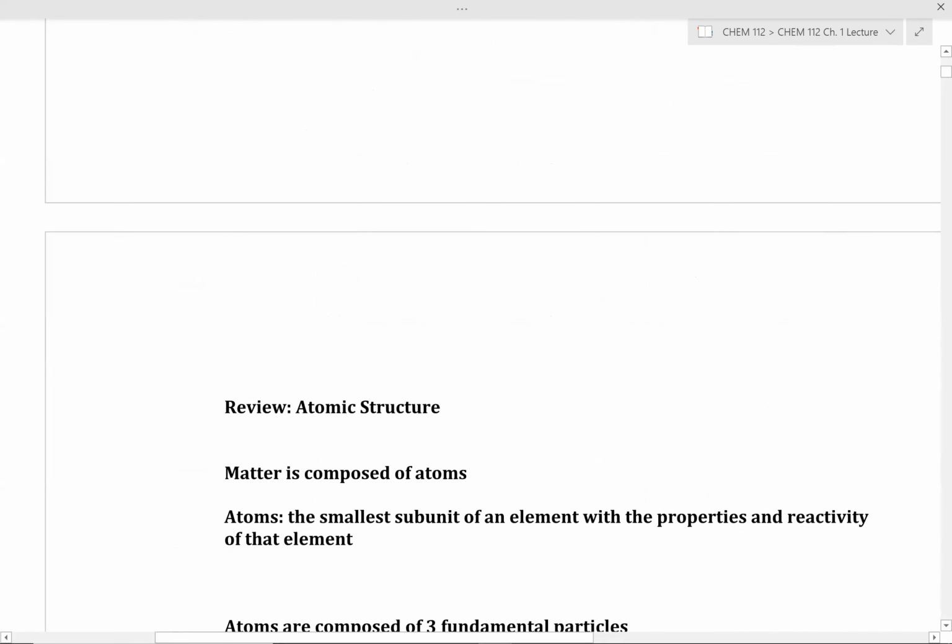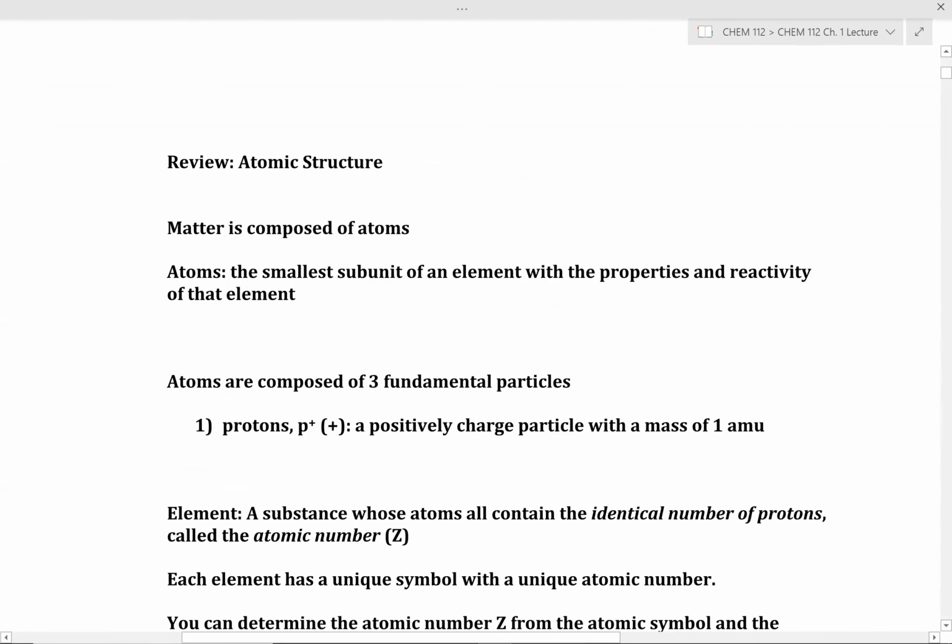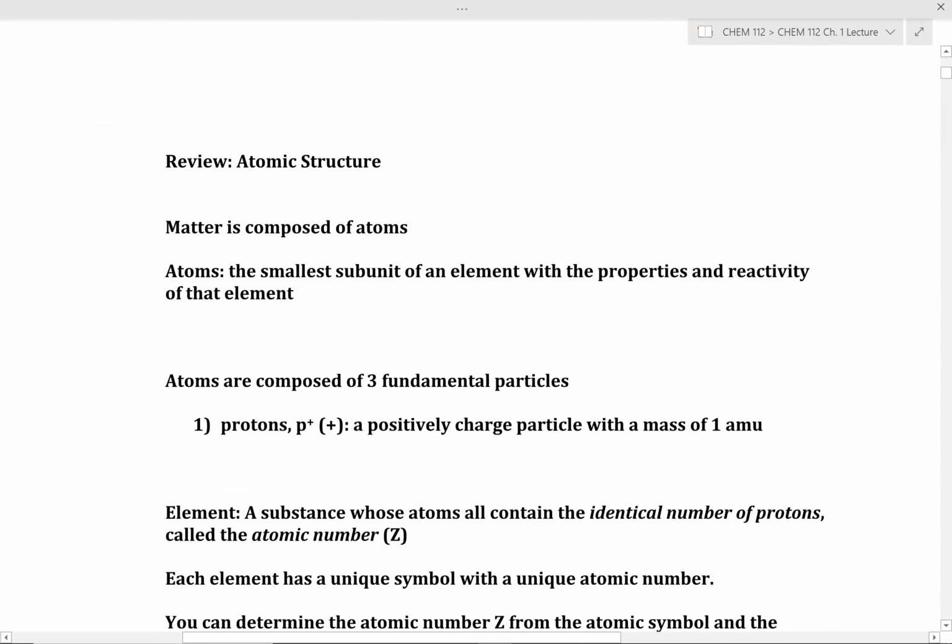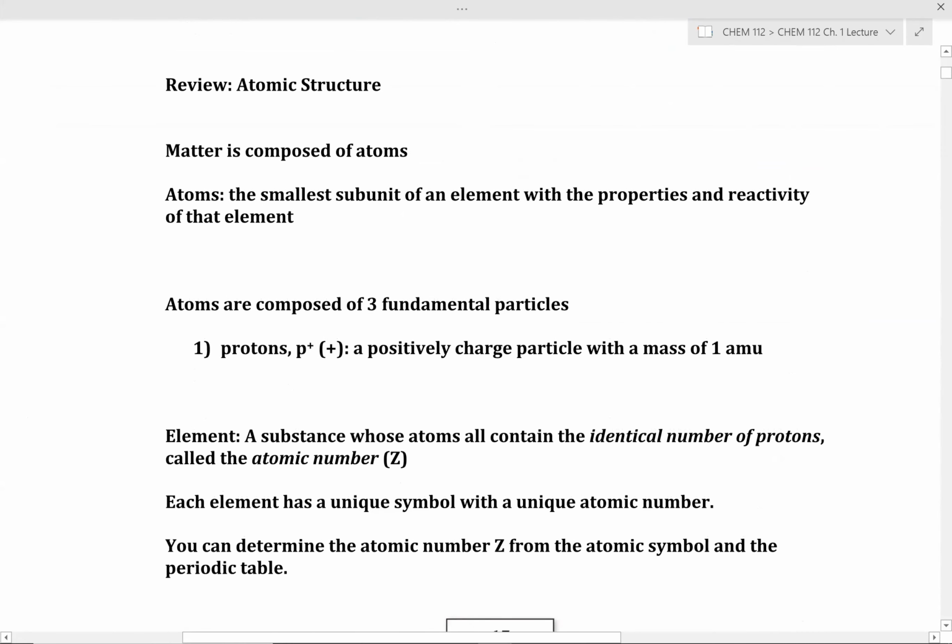So now what we're going to do is review the fundamental components of atomic structure. Starting off, we're going to start with the basic premise that matter is composed of atoms. And an atom, quite simply, is the smallest subunit of an element with the properties and reactivity of that element. To give you an example of that, suppose we were looking at a cube of sodium.